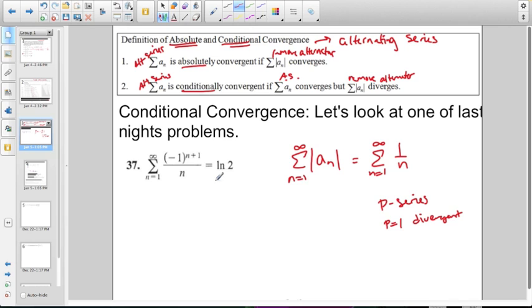Now let's take a look at this. It's an alternating series, so we're going to use the alternating series test. We're going to take the limit of 1 over n as n approaches infinity, and that's 0. So the first criteria has been met. Then we're going to take a look at a sub n, and we're going to compare it to a sub n plus 1 and make sure that that next term is smaller.